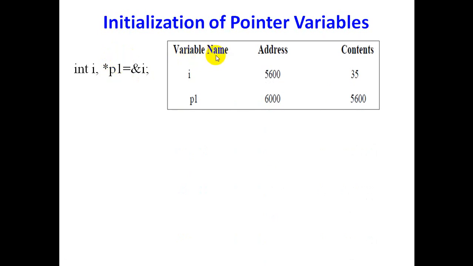Now we will see the variables. I have taken i and p1. Here i has the address 5600. So the address of i is 5600. At this position i will be there, and the content in i will be 35. i holds 35 as its content, and it can vary. Next I have taken a pointer variable. A pointer variable is also a variable, so it will have some address. The address of this p1 is 6000. Then the content p1 is holding is 5600.